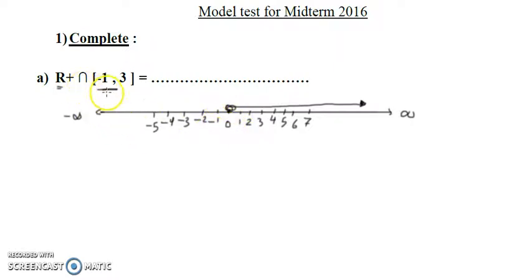So intersection with the closed interval -1, 3. So this is the interval, -1 closed, and 3 is closed also. 0 is open. Join, and this will be the area of intersection between the two sets. This area is the intersection area between the two intervals.